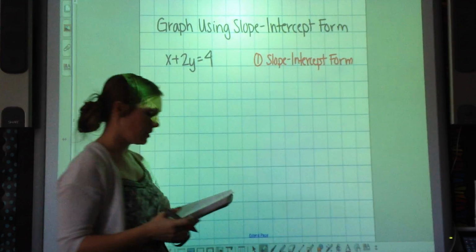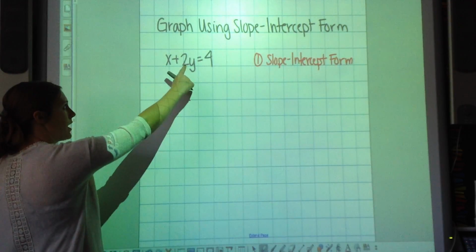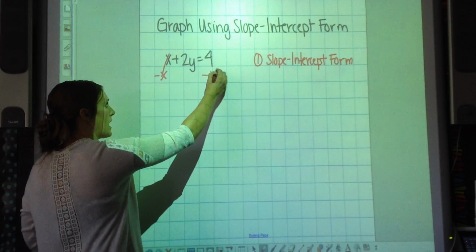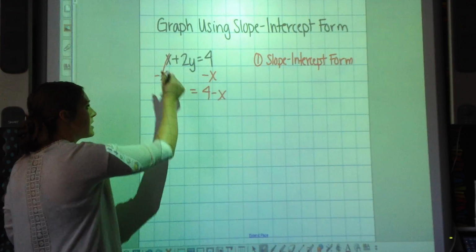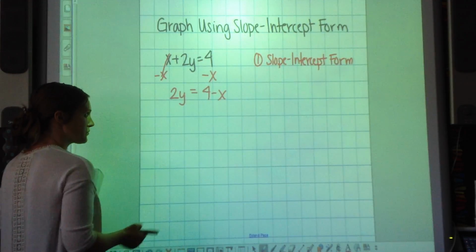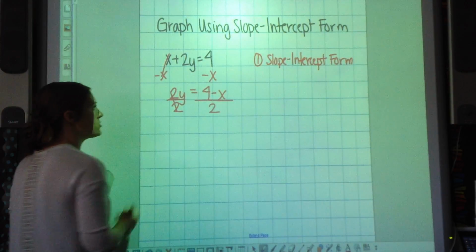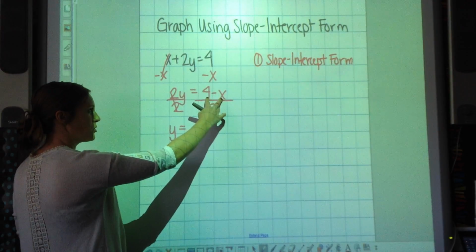Some of you might want to put in parentheses, solve for y. Okay, so to get y by itself, I move my non-y term over first. These are not like terms, so I'm not going to combine them. On the left side, I'm left with the 2y. I'm going to continue by dividing this whole side by 2. So that means I divide these both by 2.